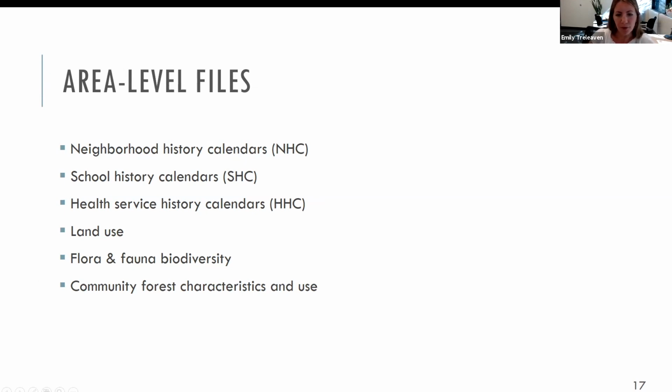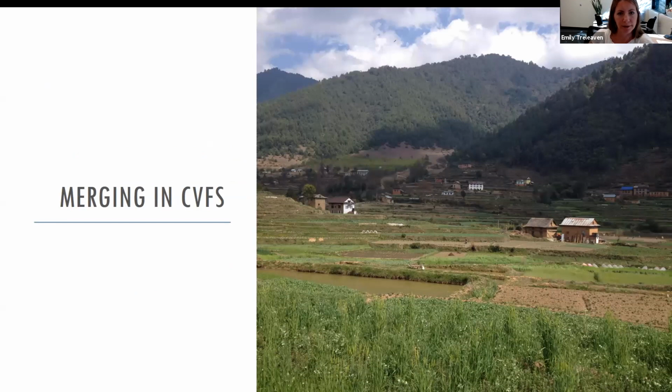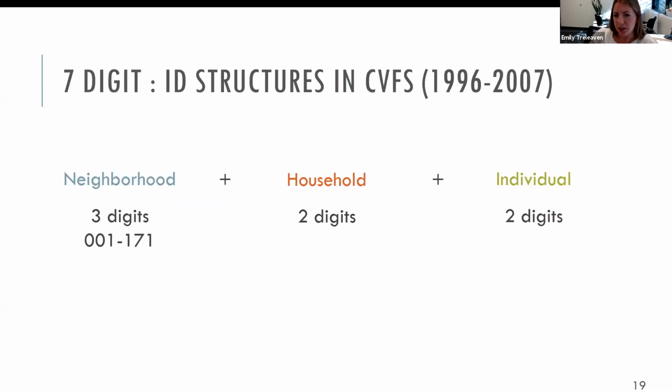So now that we have a brief overview of the types of data sets at different levels, we'll move on to talking about merging. The key for understanding how to merge observations, especially across levels, is understanding how IDs are structured within the CVFS. The structure of IDs has changed over time, so I'll first review the prior structure that was used from 1996 to 2007, and the current structure, which has been used from 2008 onwards, and how to convert between the 2 types of IDs. There are 3 types of IDs in the CVFS: the neighborhood, household, and individual.